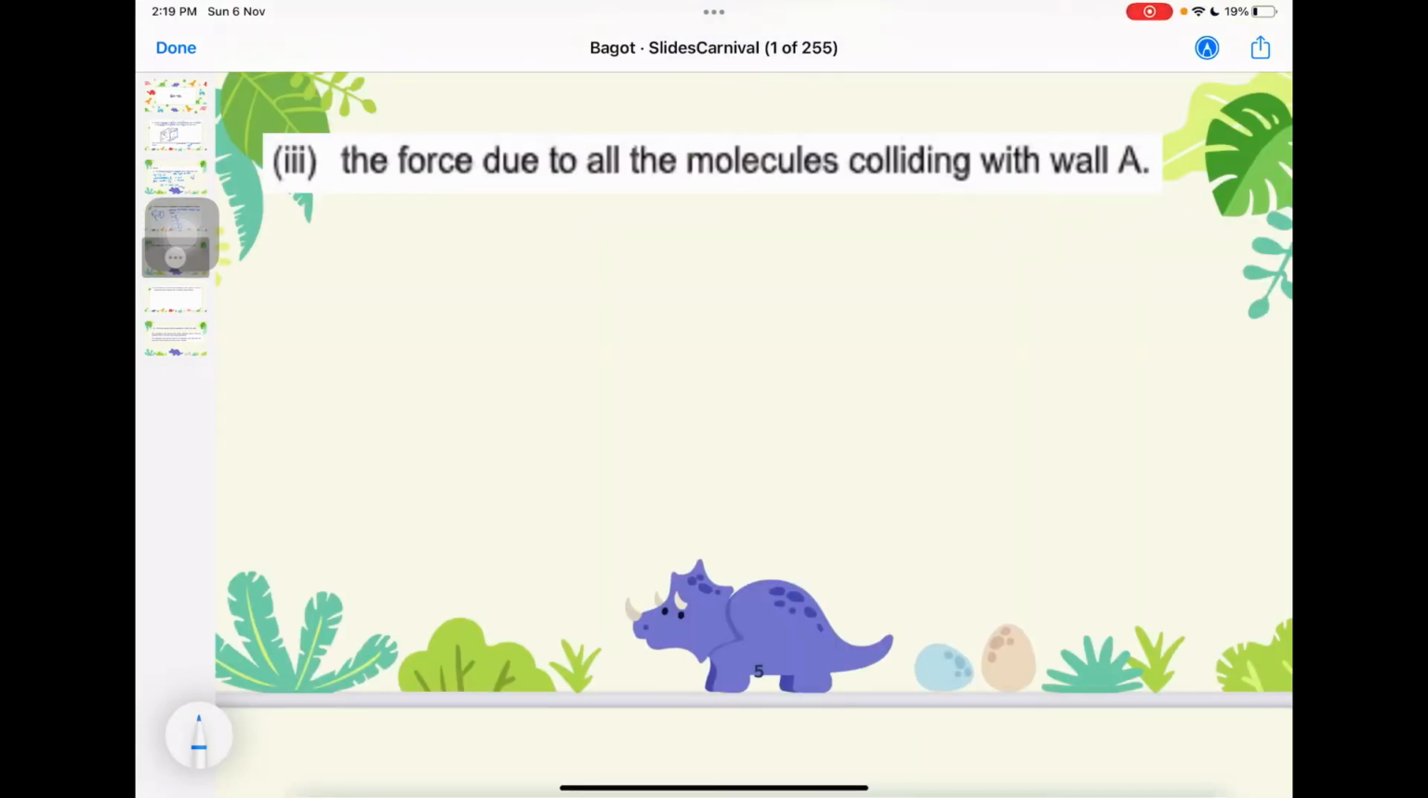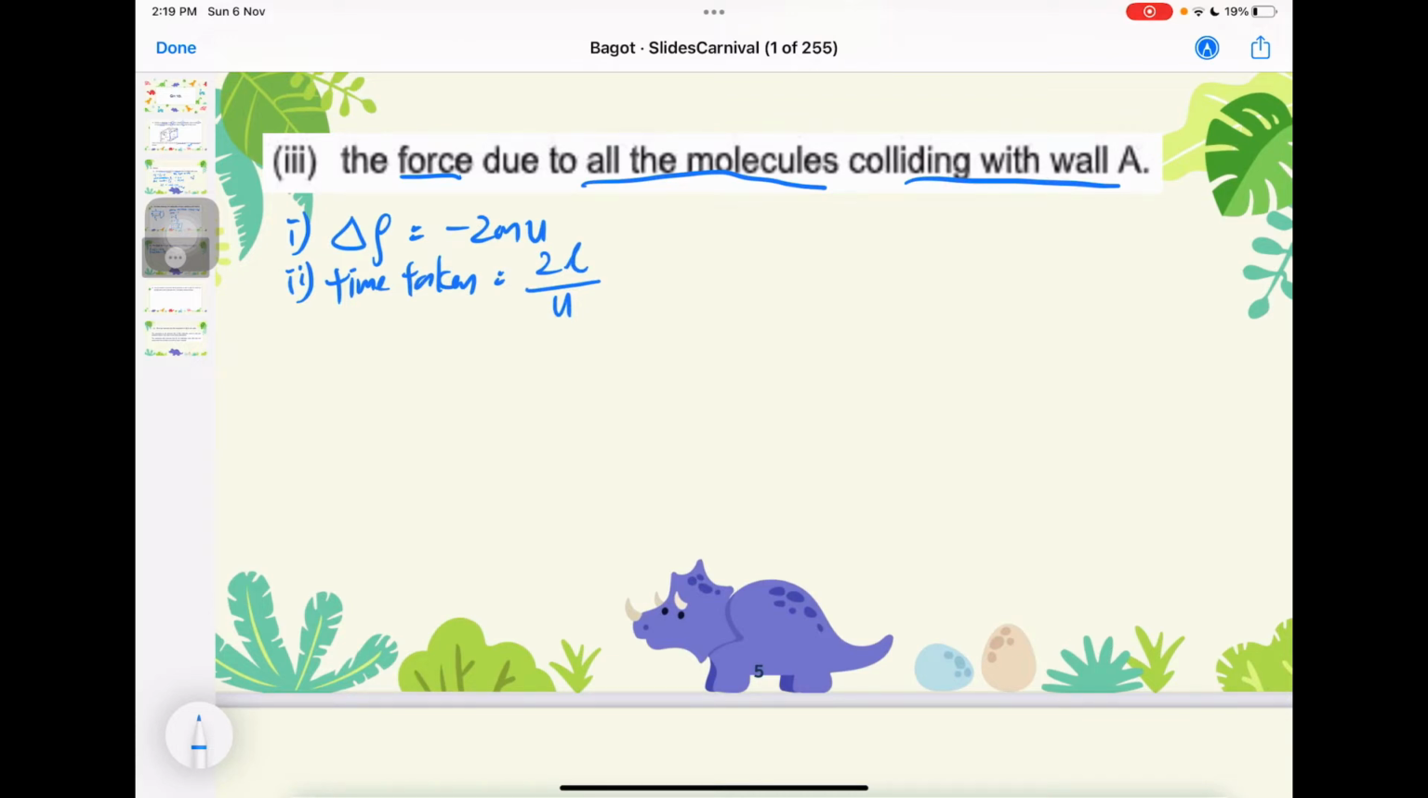Okay, hi. Now we are going to do part 3. We need to find the force due to all the molecules colliding with wall A. Before that, let's recall. In part 1, we found the change of momentum is equal to negative 2mu. Then in part 2, the time taken is equal to 2L over u.